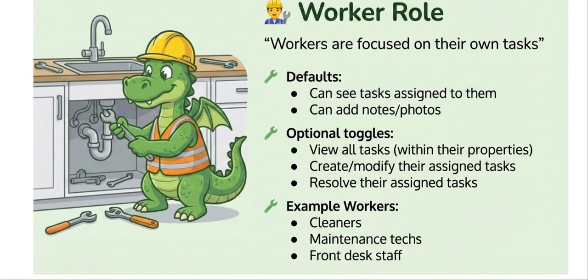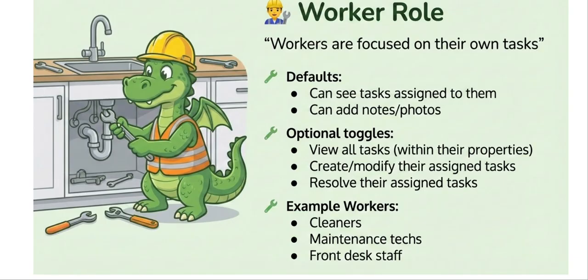So the worker role, just so you realize, is for somebody that's focused on their own tasks. By default, they can see tasks assigned to them. They can also add notes and photos. Optionally, you can have them view all the tasks within their property if you want, the properties that they're assigned to. They can create and modify their assigned tasks if you give them those permission, and they can actually resolve the assigned tasks.